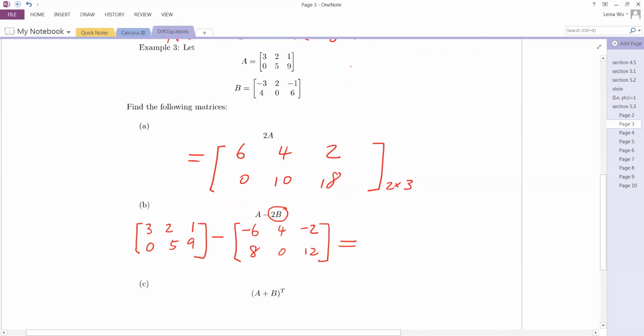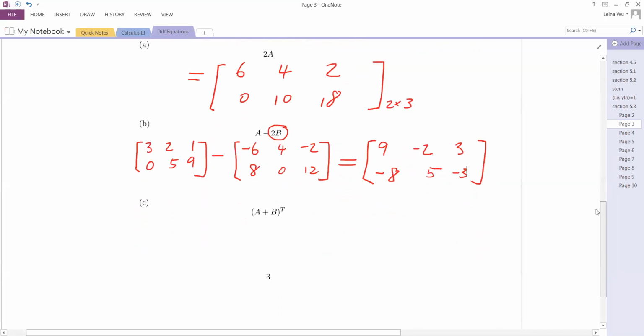And then I would just do A minus 2B, right? Just do the subtraction. Okay, here we go. We have 9, -2, 3. What's next row? -8, 5, -3. Okay. Pretty easy.